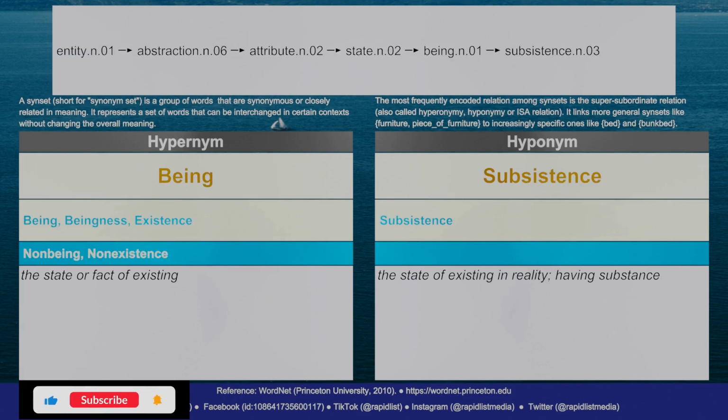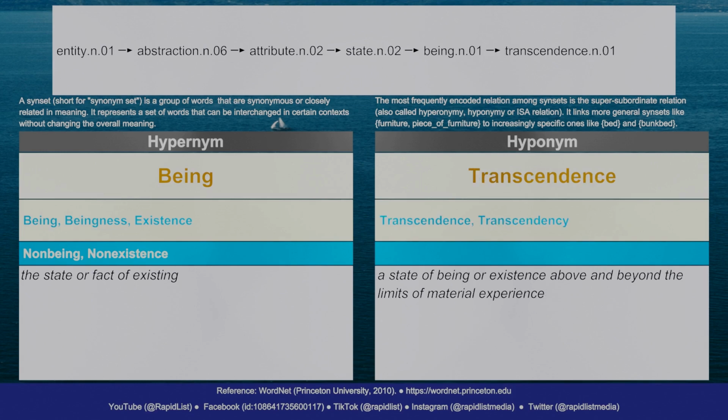Subsistence. The state of existing in reality, having substance. Transcendence. A state of being or existence above and beyond the limits of material experience.